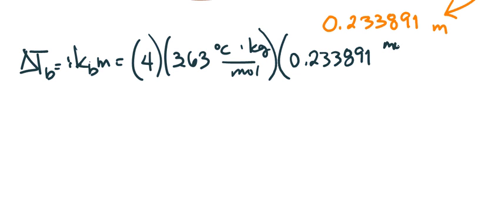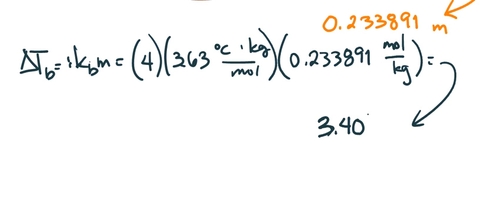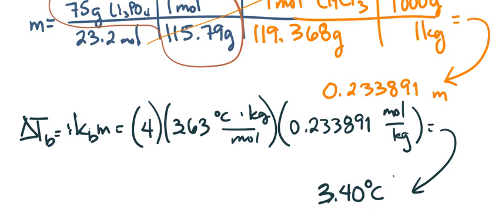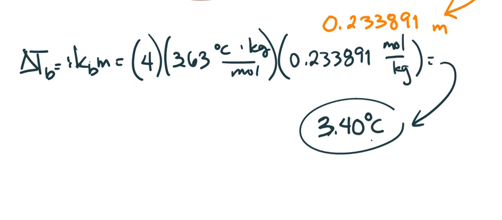0.23891 moles per kilogram. Okay. And that'll give us a number. Let's find out what that is. 3.63 times 0.23891. So 3.4 degrees Celsius. Alright, so those are our changes. So our delta T's, delta F and delta B, are given here. So there's our delta F. There's our delta B.